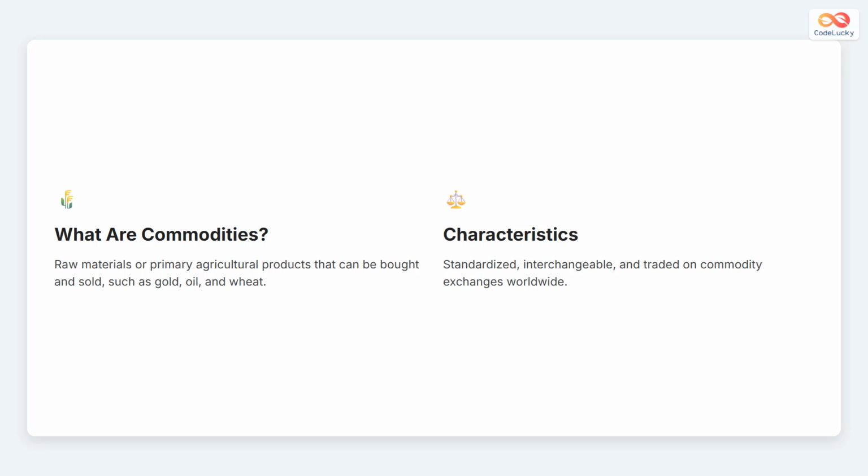Commodities are basic goods or raw materials that are interchangeable with other goods of the same type. Examples include precious metals, energy products, and agricultural crops. They are standardized and traded on global exchanges, which makes buying and selling easier and more transparent.